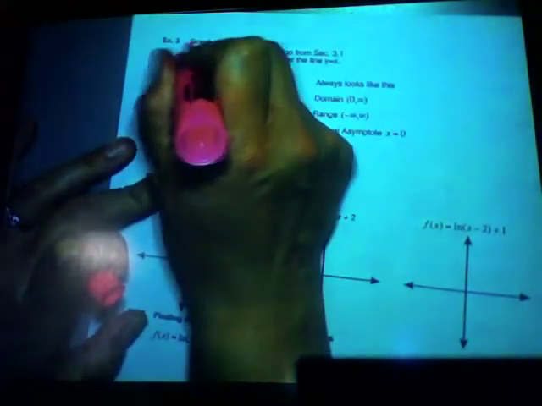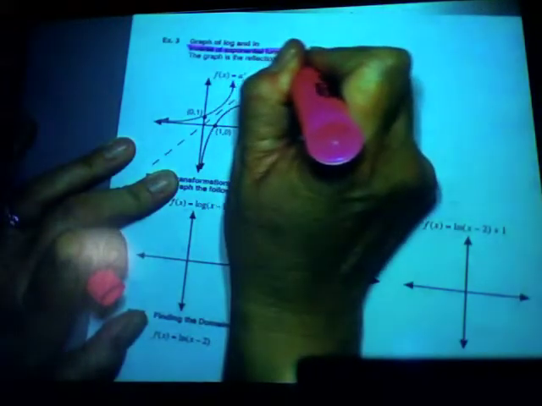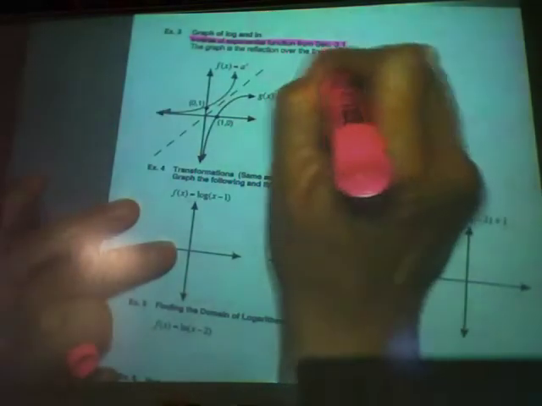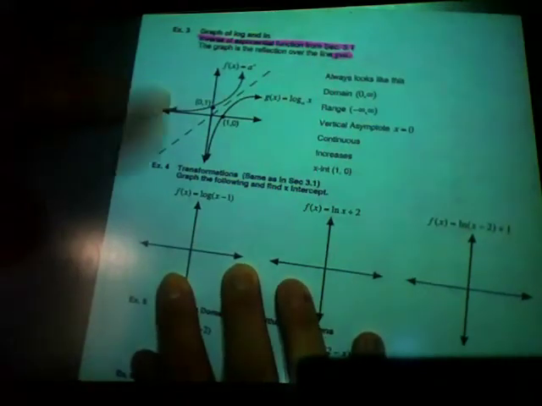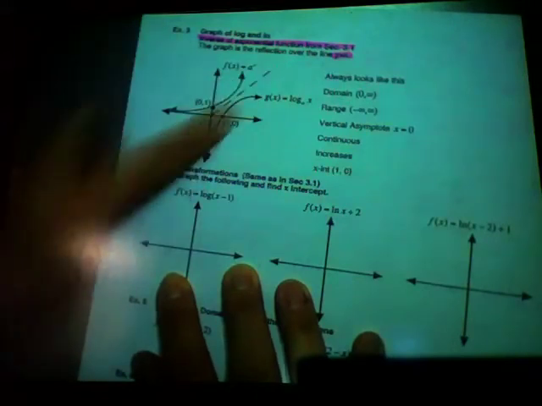Yes or no? That's what you've done. So highlight this right here. The graph of the log and the natural log is the inverse of the exponential function from what we did yesterday. It's actually a reflection over the line y equals x. That's your slant asymptote, right? This is what we graphed yesterday. Its reflection over y equals x is the inverse.